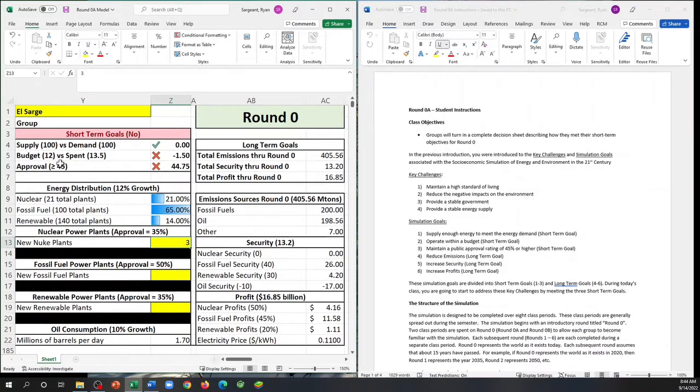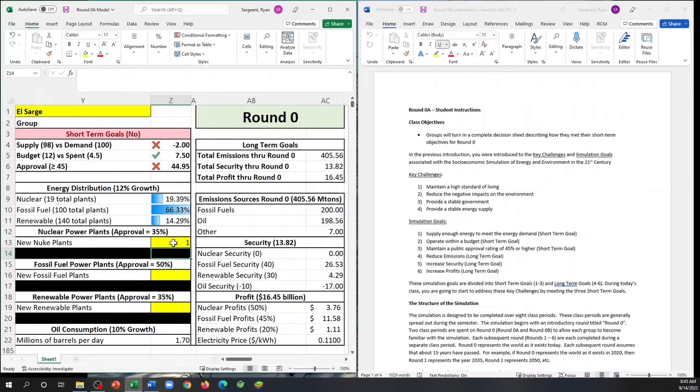The problem is that that pushes me over budget and also drops my approval rating down below the bare minimum of 45%. So I have not managed to meet my short-term goals. So let's go back and put that 1 nuclear power plant in. So based on just typing in a 1 and seeing how it impacts your supply and demand, you should be able to see that nuclear energy produces 1 unit of energy.